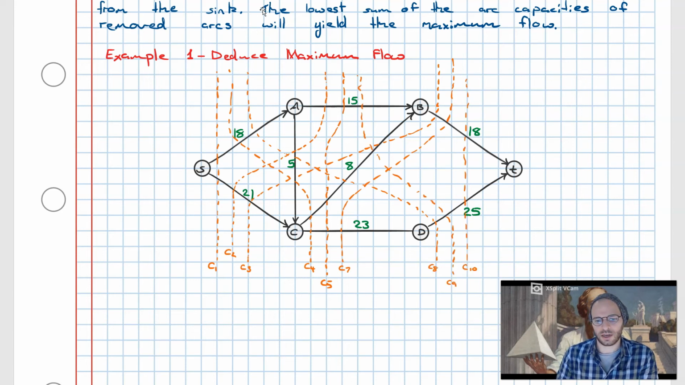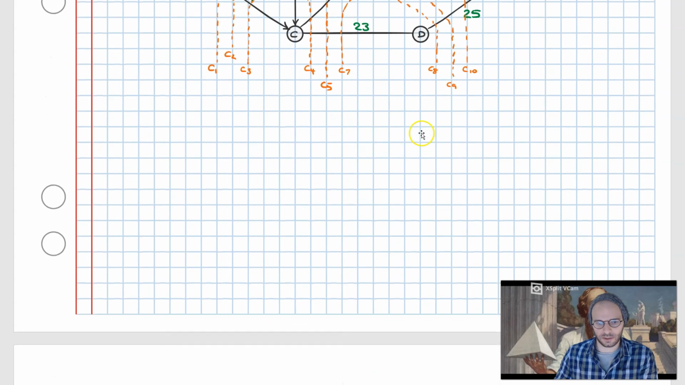So what we've got are 10 unique ways that we can disconnect our network by removing particular arcs. Now the next step is we need to trace the routes for disconnecting the source and the sink, and then we're going to sum the arc capacities of the arcs that we remove. What we're going to find is that the sum of the arc capacities is going to reveal to us the bottleneck within the network.